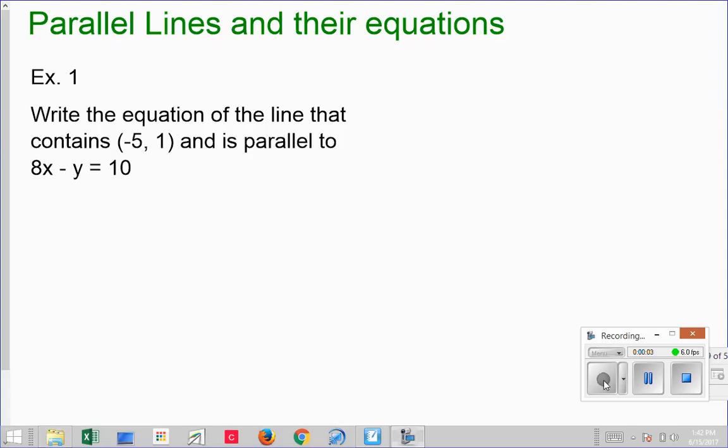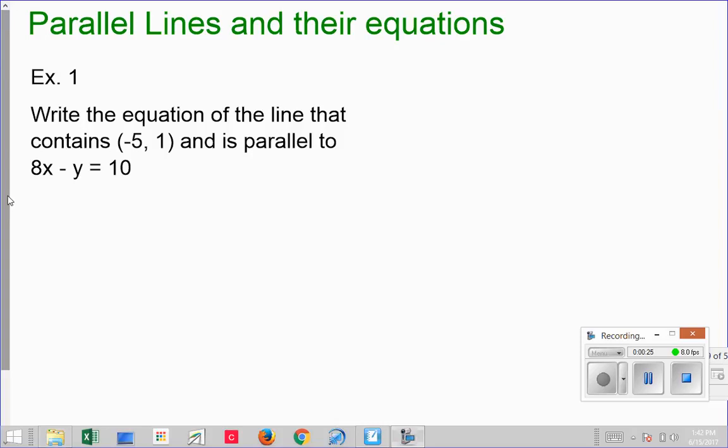Okay, so we're going to talk about parallel lines and their equations. So we'll take a look at this first example here. It says write the equation of the line that contains the point (-5, 1) and is parallel to 8x minus y equals 10. Well, we already know a little bit about parallel lines, and what we do know is that parallel lines have the same slope.